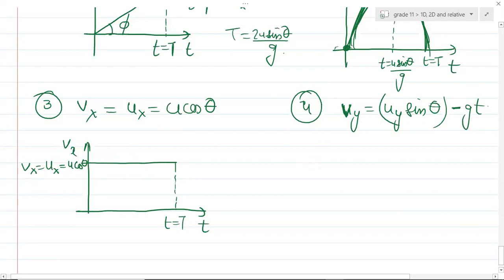Guys, are you noting down with me? Yes, sir. These graphs are very important from the school point of view as well. The third graph is for what? The x component of velocity with time.